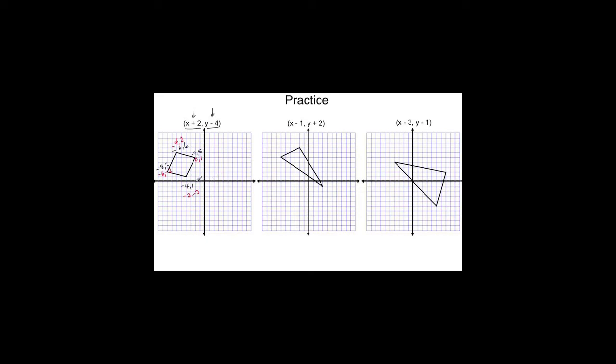So negative 2, negative 3 would be right here. 0, 1 would be right here. Negative 4 and positive 2 would be right there. And negative 6, negative 2 would be right there. And then the last step is to connect them.